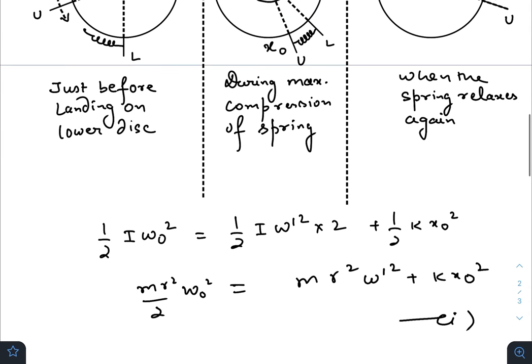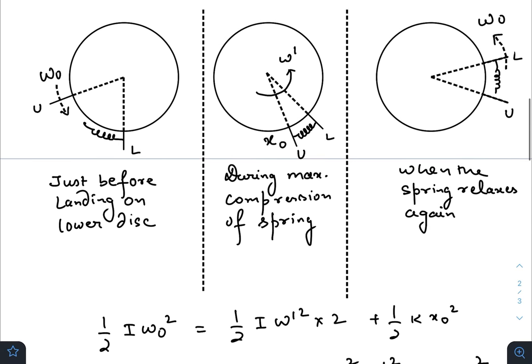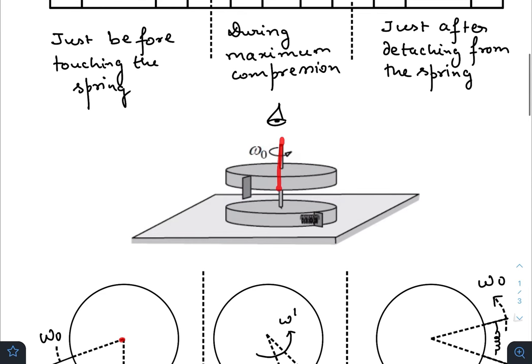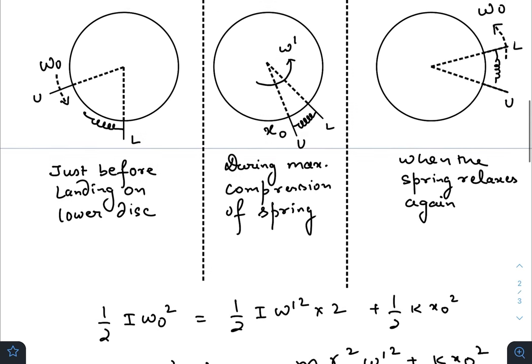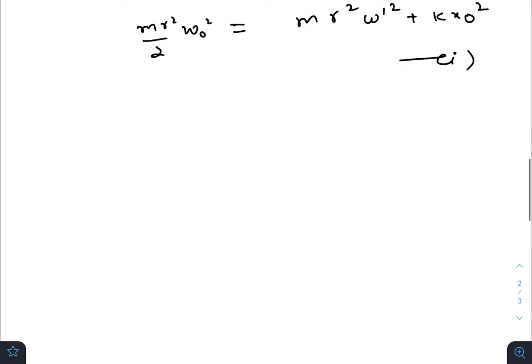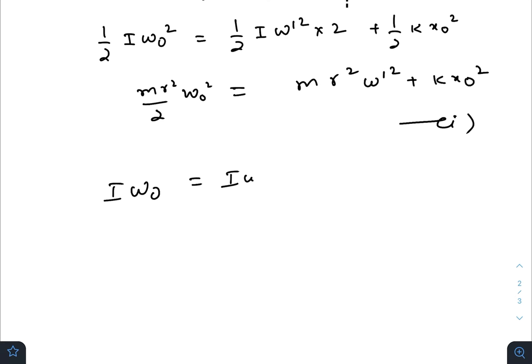So now our next equation will come from angular momentum conservation. Initially the angular momentum, of course, with respect to the axis of the structure, okay, because with respect to the axis only the net torque is 0. So initial angular momentum is I times omega naught. Final angular momentum, since I am conserving between this situation and this situation, is I times omega prime times 2. So omega prime is omega naught divided by 2.